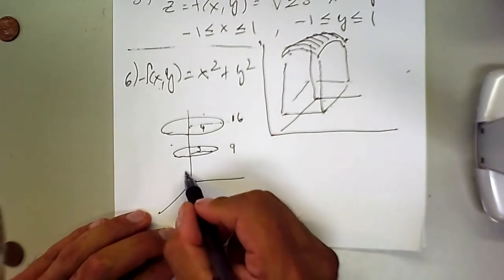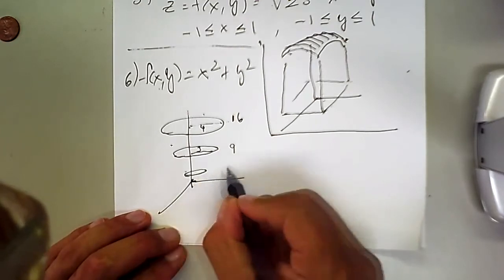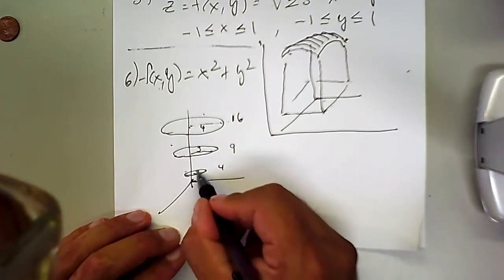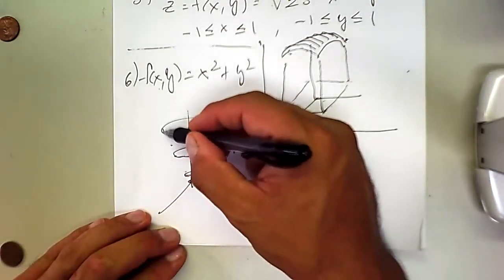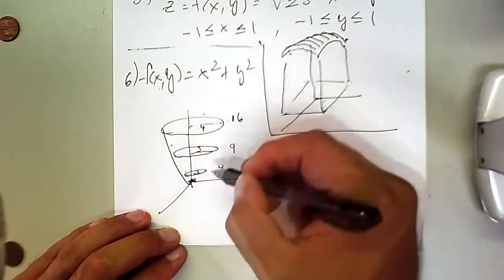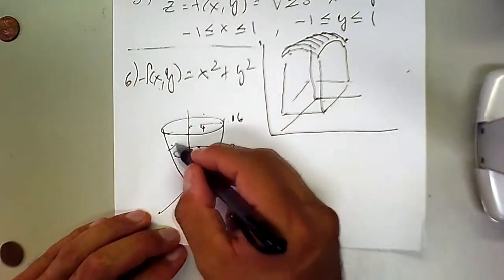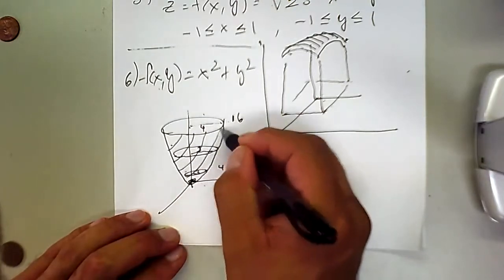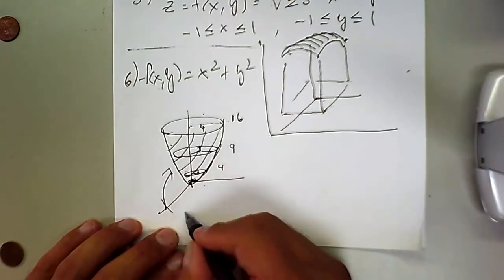And then when you have a circle of radius 2, we will have an output of 4. And then when the radius is 1, we will have an output of 1. So by putting together this as smoothly as we can, we're going to end up with this kind of surface. So this is the surface we come up with. And that surface is called paraboloid.